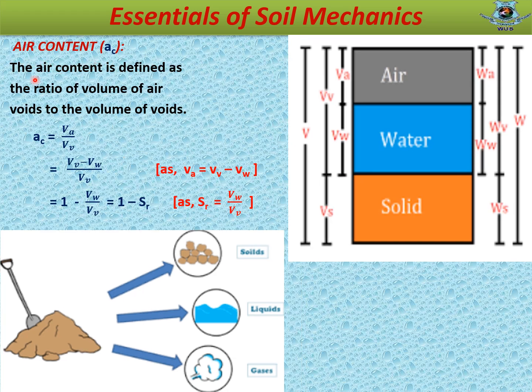Air content ac. The air content ac is defined as the ratio of volume of air voids to the volume of voids. So we can say air content ac equal to volume of air voids Va divided by volume of voids Vv. As we know, volume of air voids Va equal to volume of voids Vv minus volume of water Vw, and degree of saturation Sr equal to volume of water Vw divided by volume of voids Vv. Finally, we can write air content ac equal to 1 minus Sr.